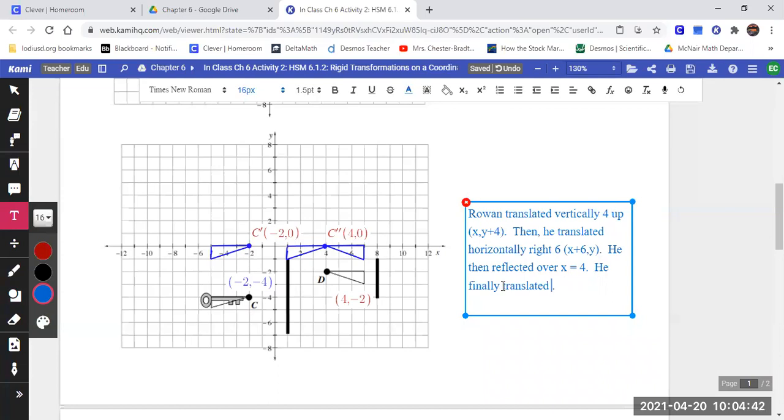So is he translating up and down? Because that's vertical. He's translating left and right. That's horizontal. So is he translating vertically or horizontally? Vertically. Okay, so he translated vertically, meaning up and down. Which direction and how many? Down 2, not -2, down 2.